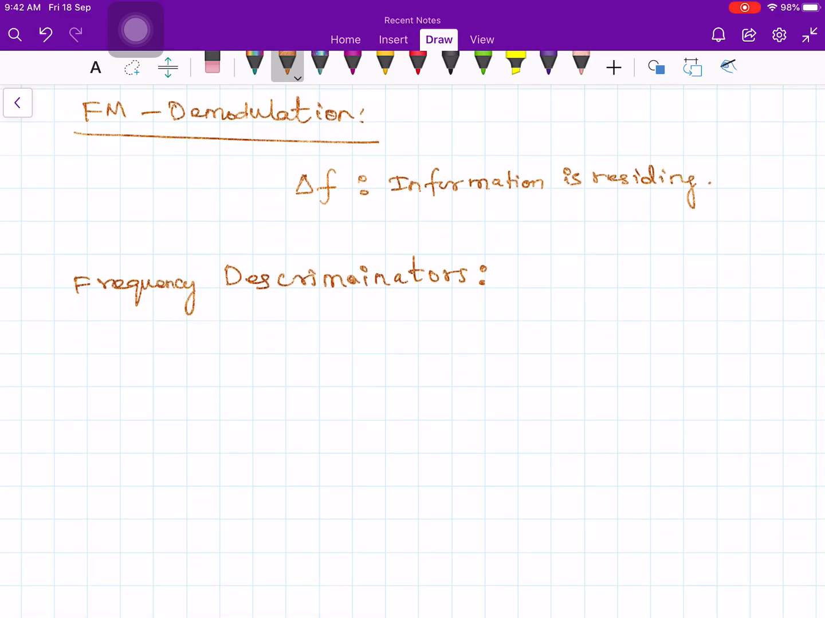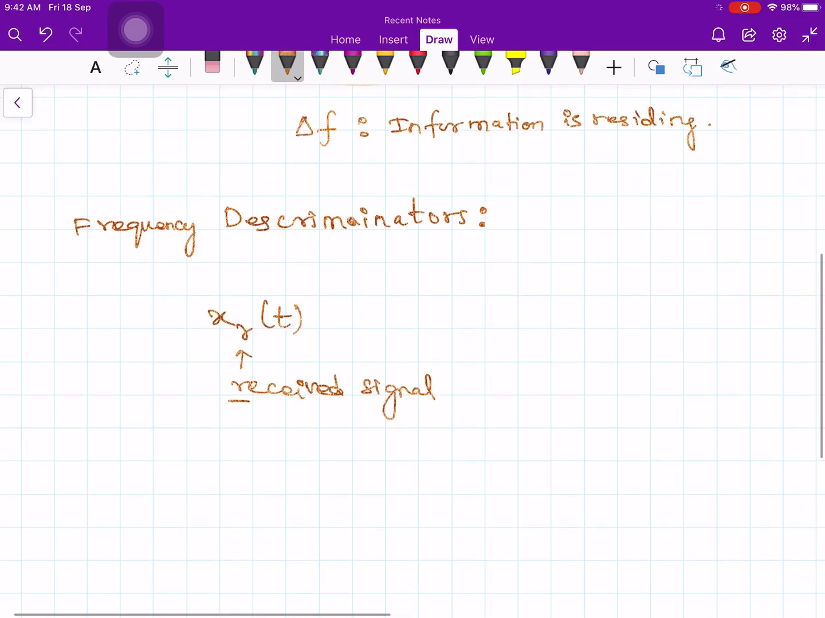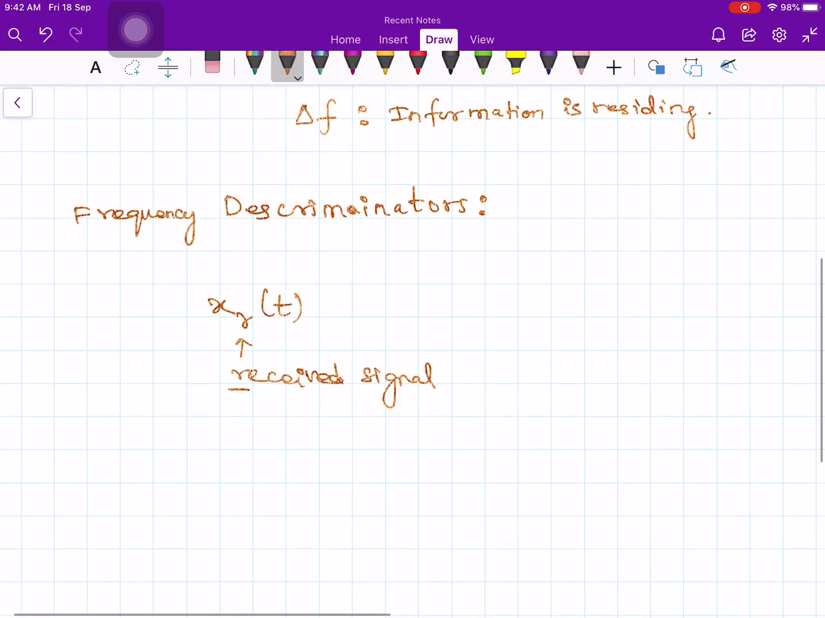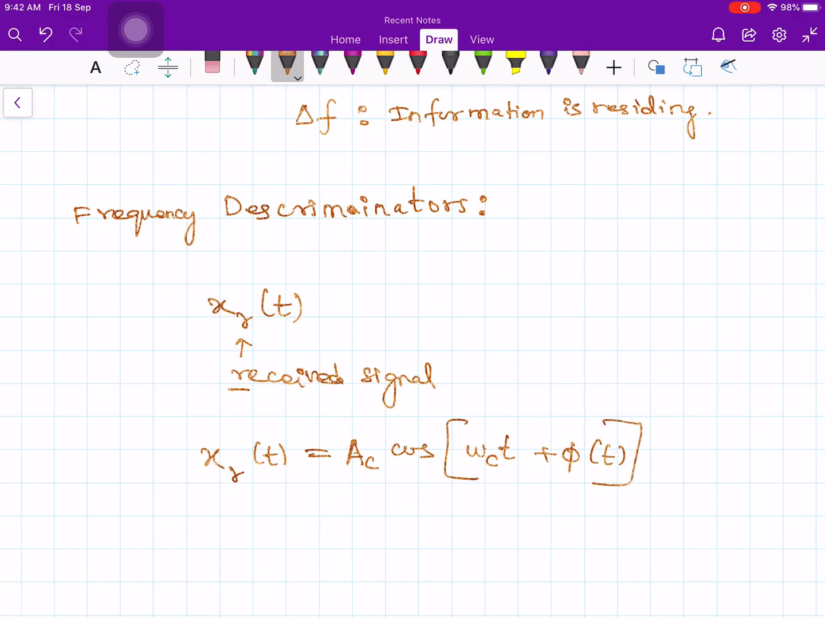Suppose you receive the modulated signal. Let's call it x_r(t), where r denotes the received signal. R means received. Now let me write down the received signal: x_r(t) = A_c cos(omega_c t + phi(t)).